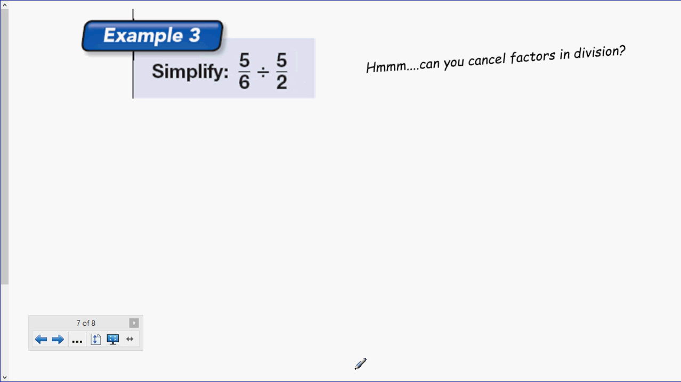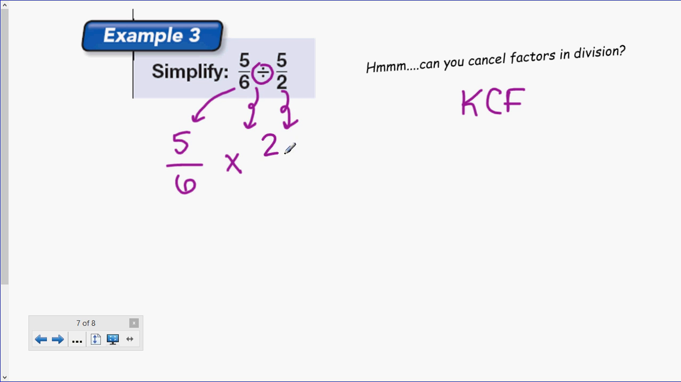Okay, example 3, simplify 5/6 divided by 5/2. So we're doing a division problem. It says, can you cancel factors in division? Well, no, because there's no such thing as factors in division. But we know division problems are really multiplication problems. If we use keep, change, flip, or the rhyme to divide by a fraction, don't ask why, flip the second fraction and multiply, we would keep our first fraction the same. We change the operation to multiply, and we flip the second fraction. We get the reciprocal. So you're really doing 5/6 times 2/5.